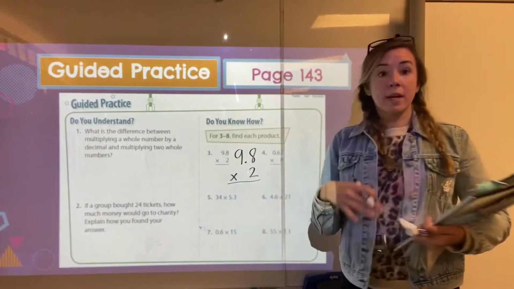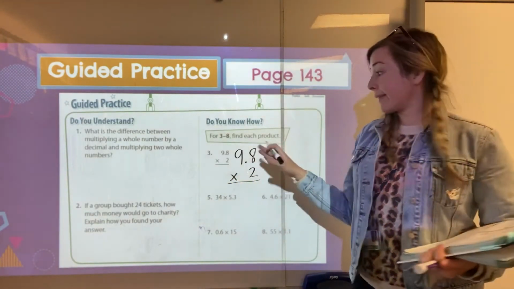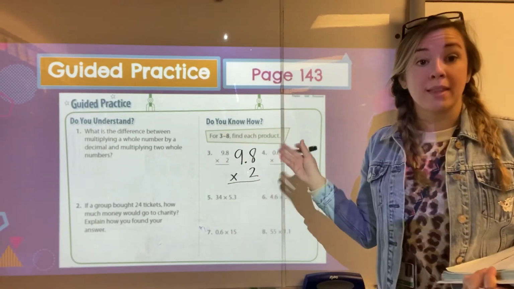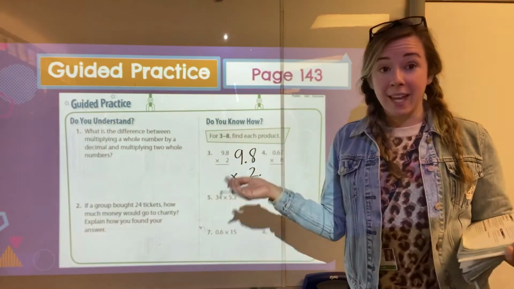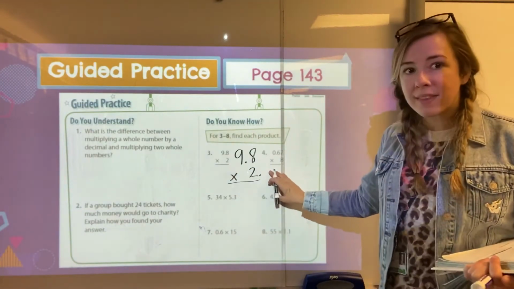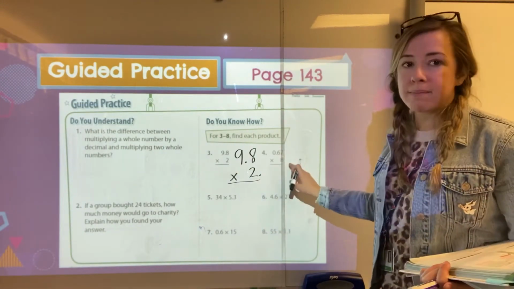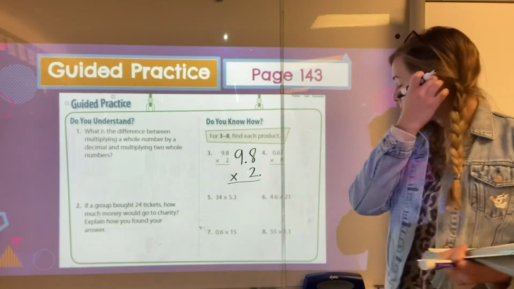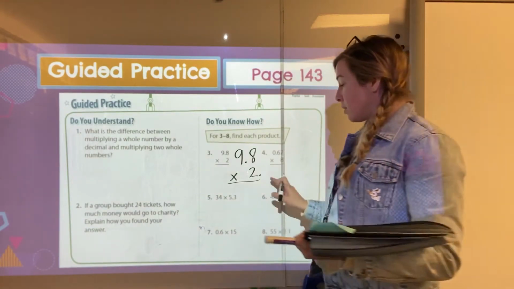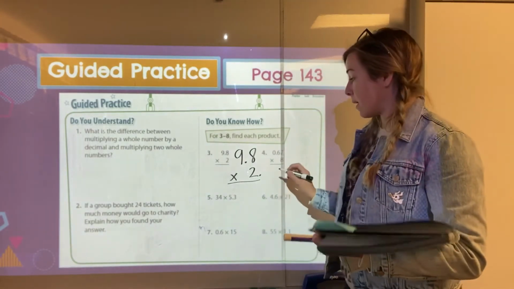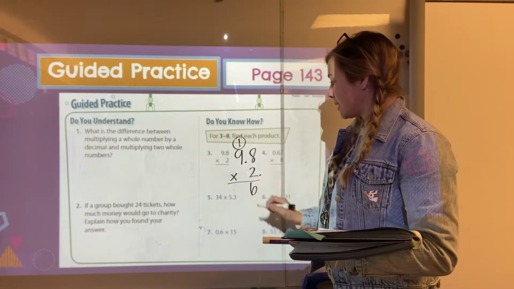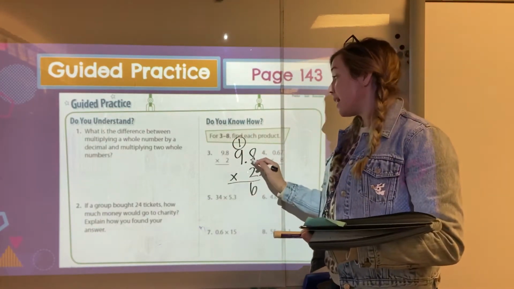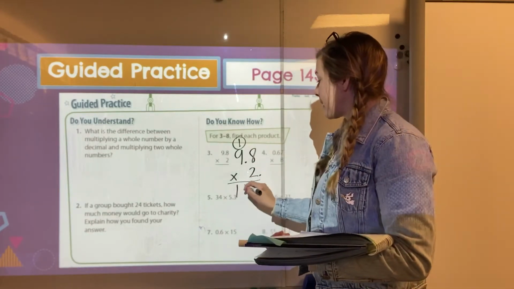So I'm going to ignore my decimal point and just multiply like it's 98 times 2 and then worry about the decimal at the end. Again, my decimal with my whole number is at the end of the whole number. You don't really need to have it there because you don't have any decimal parts over here, any digits, but if that helps you understand it a little better, you can put it there. So 2 times 8 is 16. Circle your 1, bring it down. 2 times 9 is 18, plus 1 more would be 19.